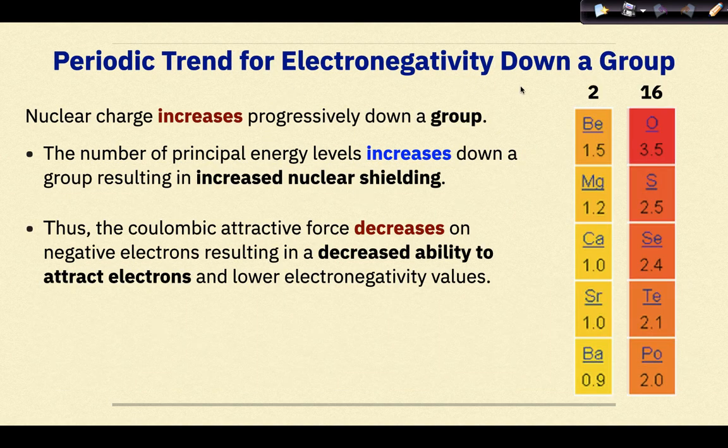Periodic trends for electronegativity down a group. Nuclear charge increases progressively down a group. This is true. But the number of principal energy levels increases down a group, resulting in increased nuclear shielding. Thus, coulombic attractive force decreases on negative electrons, resulting in a decreased ability to attract electrons and lower electronegativity values. So looking at group 2 and group 16 here, again, we see the general trend of decreasing electronegativity values as one moves down a group.